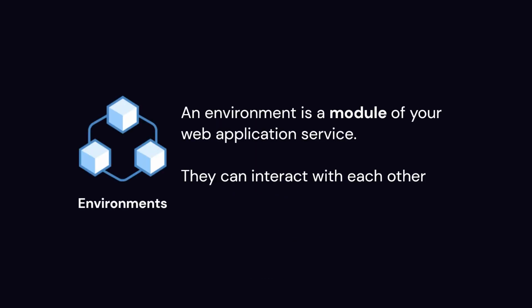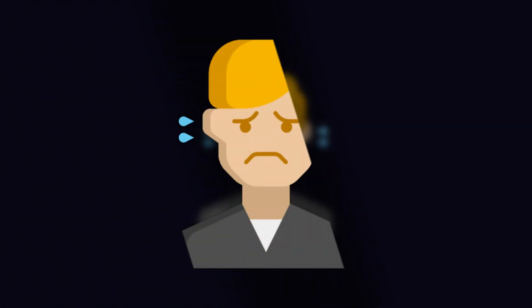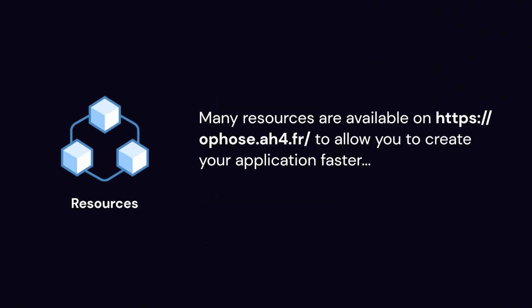An environment is a module of your web application backend, which can interact with the other ones. But it would be long to create each of them every time, isn't it? You can directly download a ton of pre-built environments and components to create your web application faster.